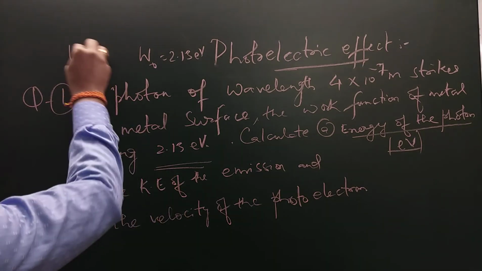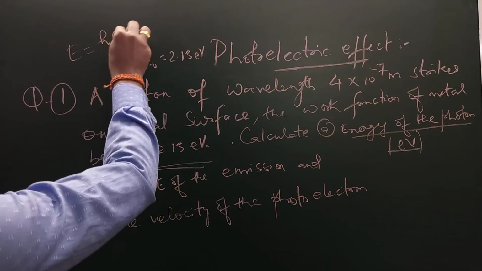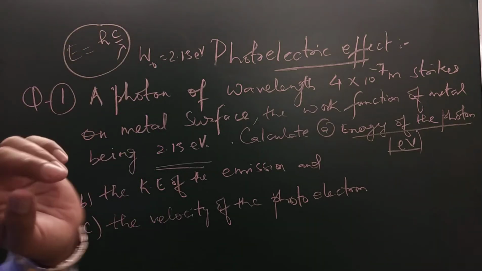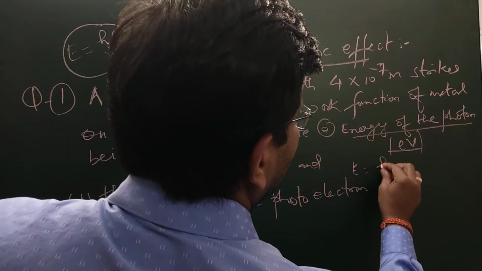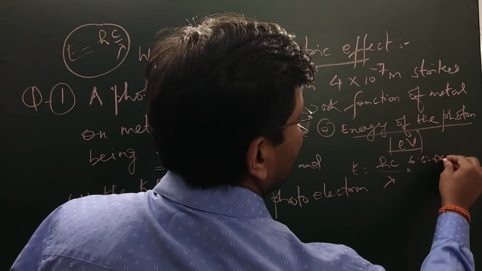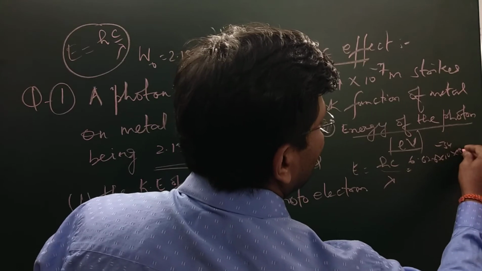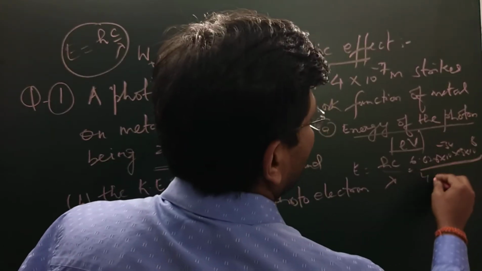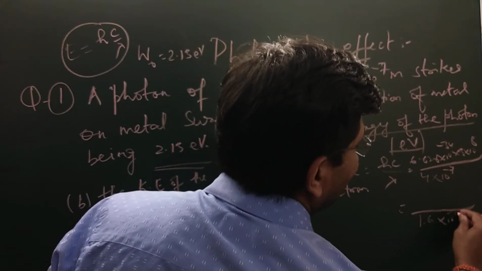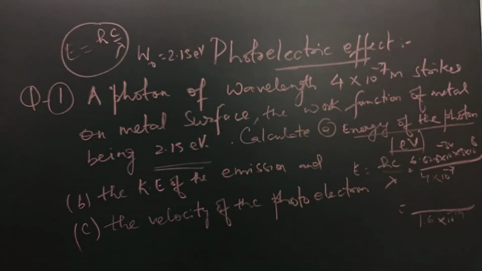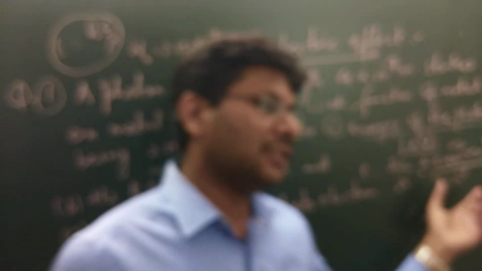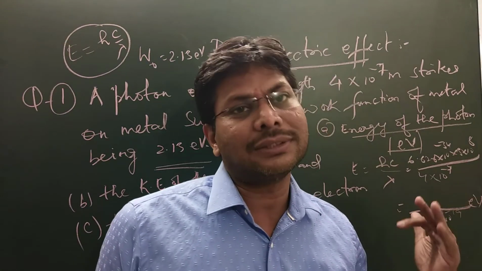So first, energy is hc by lambda. Use this formula and divide by 1.6 into 10 to the power minus 19 to get it in electron volt. So energy is hc by lambda, equal to 6.626 into 10 to the power minus 34 joule second into 3 into 10 to the power 8 upon 4 into 10 to the power minus 7, and this must be divided by 1.6 into 10 to the power minus 19, so that your answer will be in electron volt. Keep this in mind: you have to divide the entire value of energy by 1.6 into 10 to the power minus 19 to get the answer in electron volt.